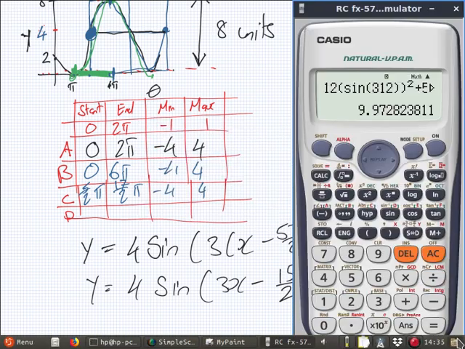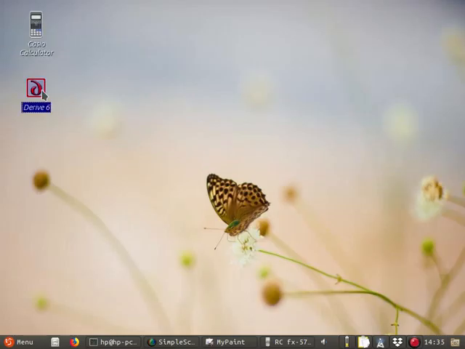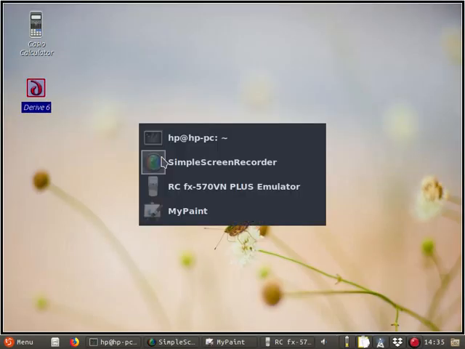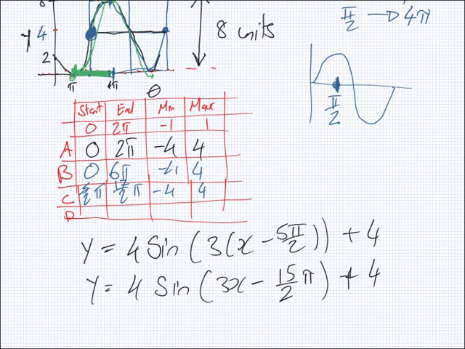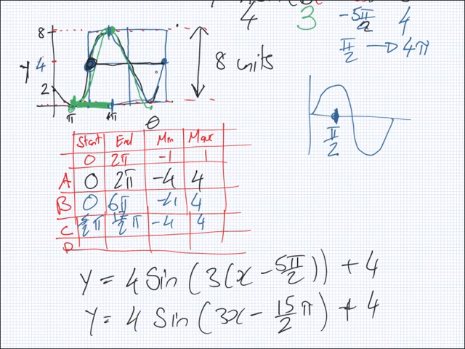One sec. So it starts at 2, then it ends at 4. No, it starts at 4, it starts at 5 over 2 pi. Starts here and ends here, for D. Yeah, so that's 5 over 2 pi, 17 over 2 pi, 0 and 8.